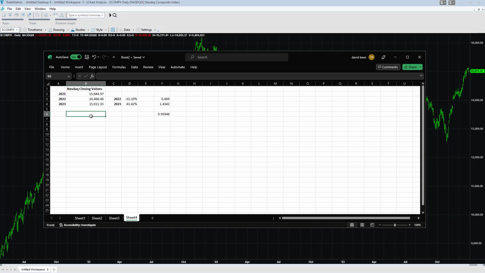You can also do that by taking the closing value of 2023, dividing it by the closing value of 2021. You get 0.9595. The decimal values are slightly different because we've rounded these percentage values. Basically, you're at 4% from all-time highs. We are rooting for that.